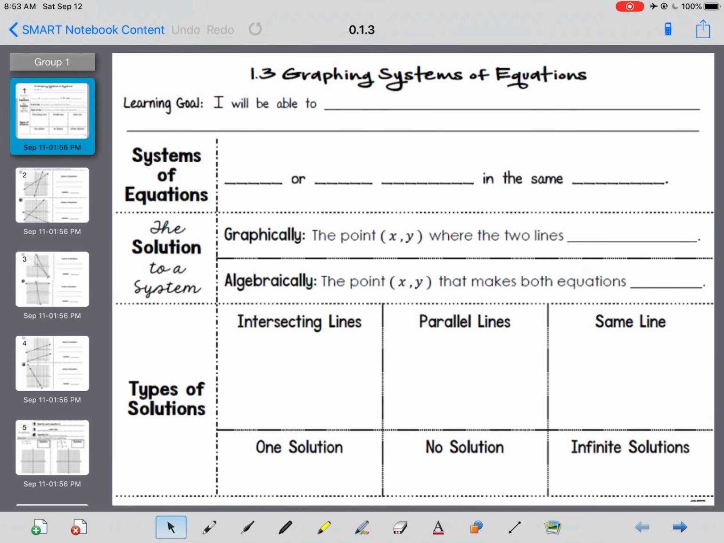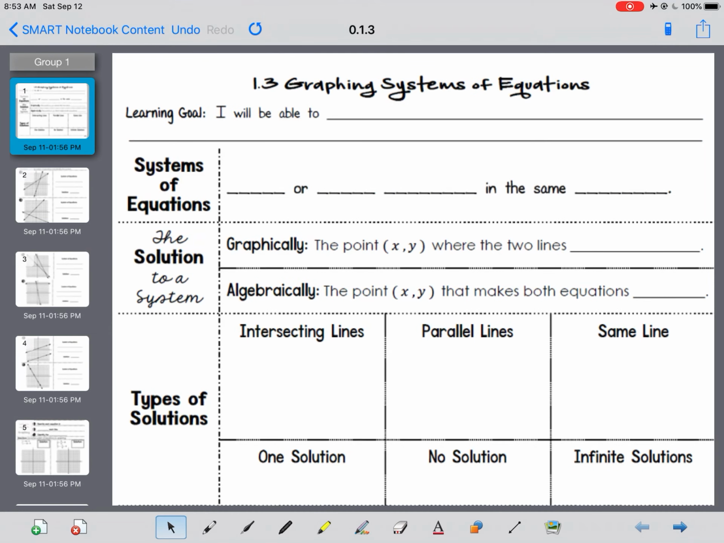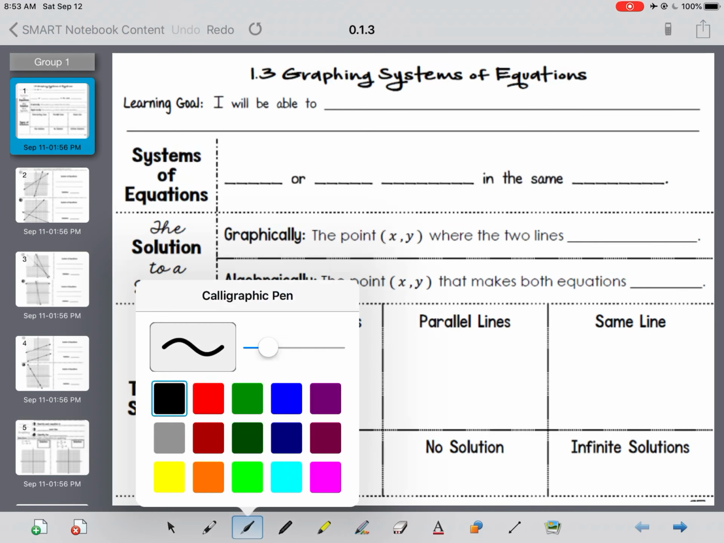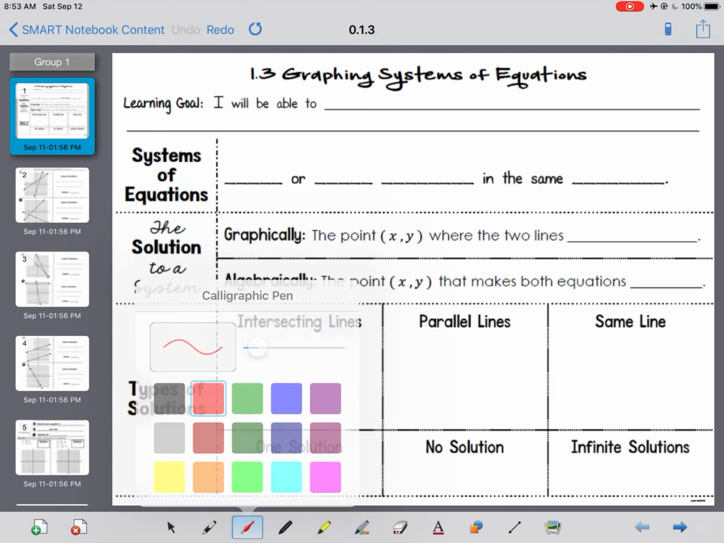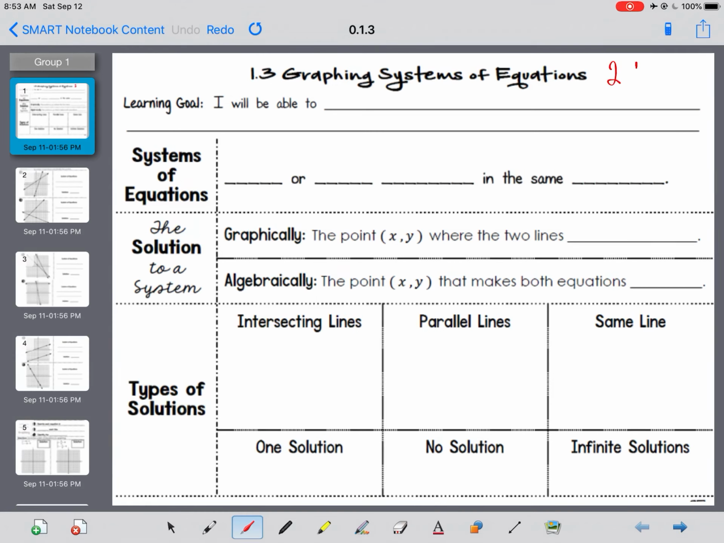Chapter 1, Section 3, Unit 1, Section 3. We're going to look at graphing systems of equations with two variables.